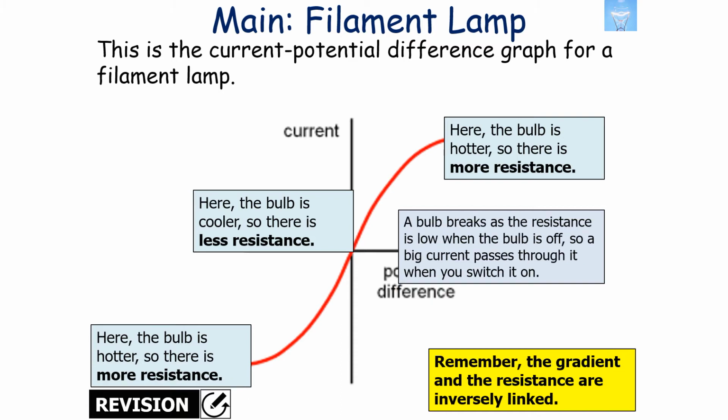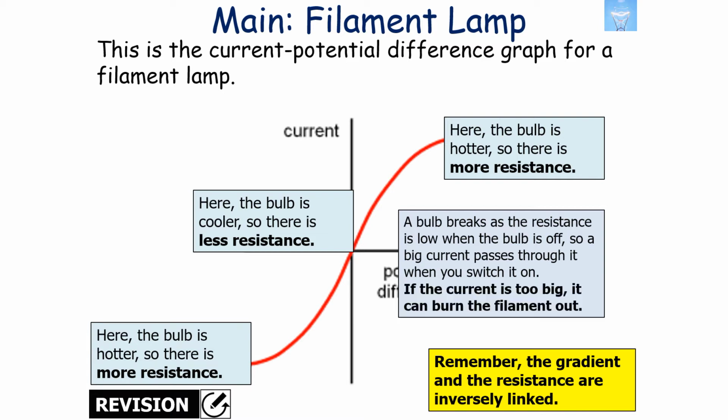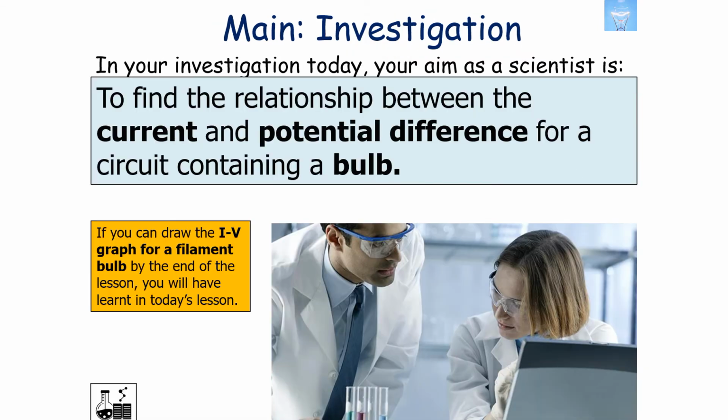A bulb can actually break as the resistance is so low when the bulb is off that a big current passes through it when you switch it on, and so if the current is too big it can burn out the filament. In this particular investigation we're going to look at the relationship between current and potential difference for a circuit containing a bulb.